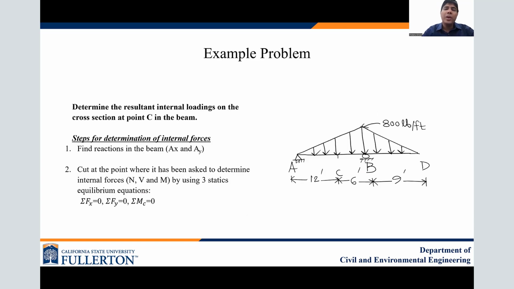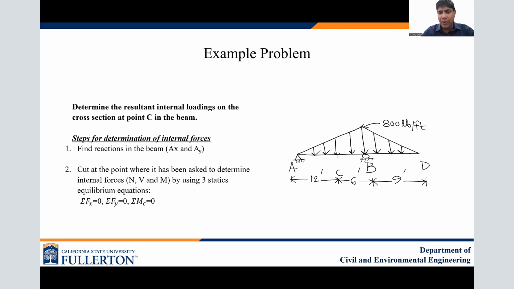So now we are going to solve one example problem to find the internal loadings at the cross section at point C of the beam. We are seeing a beam with one side pin supported, an internal roller, and the end of the beam is free, and we have a triangular loading of 800 pounds per foot acting throughout the beam. So our aim will be to find the internal loading at point C, which is located 12 feet from point A. So how do you start?